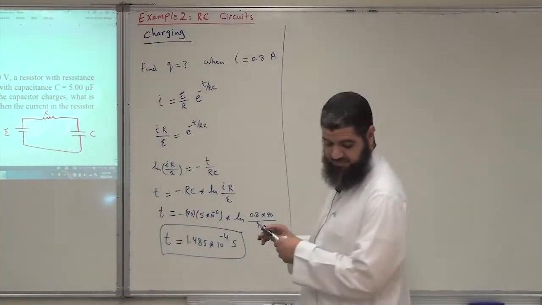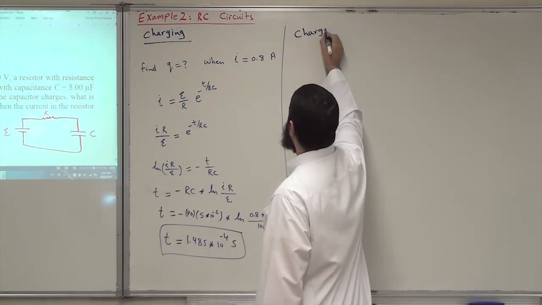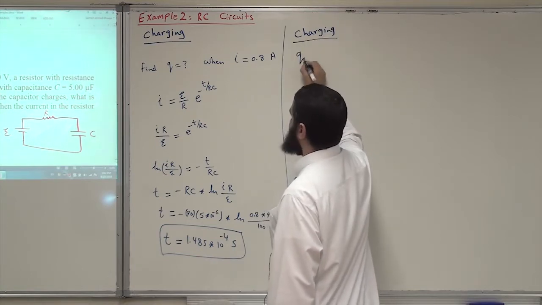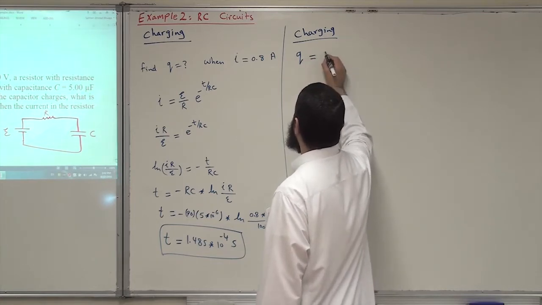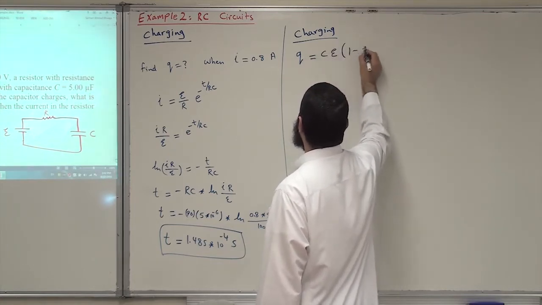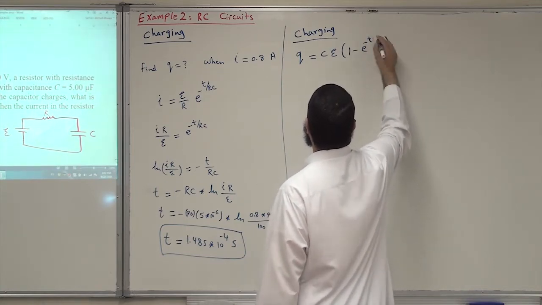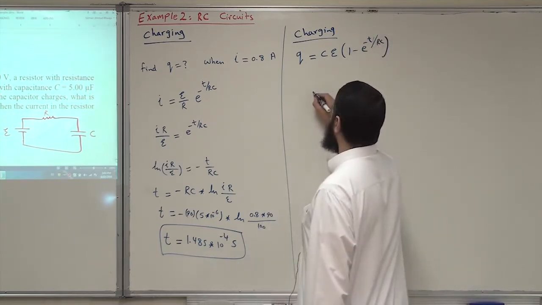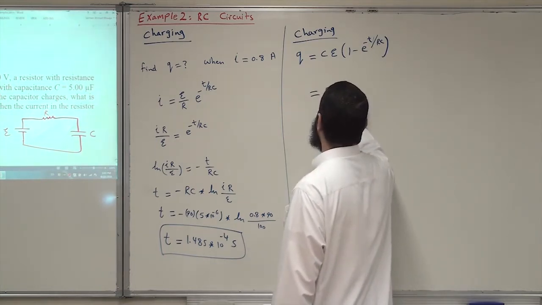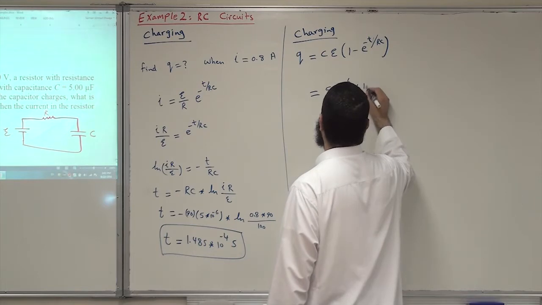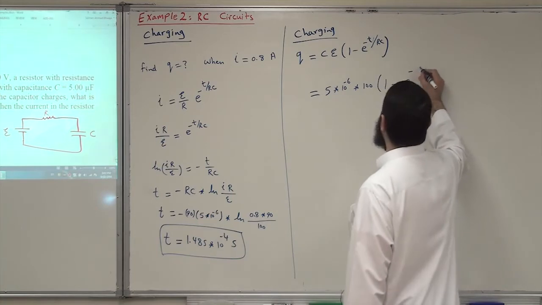Okay? So we'll use the formula for charging the capacitor. Charging the capacitor again, and we will use the formula for the charge. Charge at any time equals CE times 1 minus e to the minus t over RC. Everything is there, just plug in the numbers. So this will be equal to C, which is 5 microfarad, 10 to the minus 6, E, which is 100, multiplied by 1 minus e to the minus t.